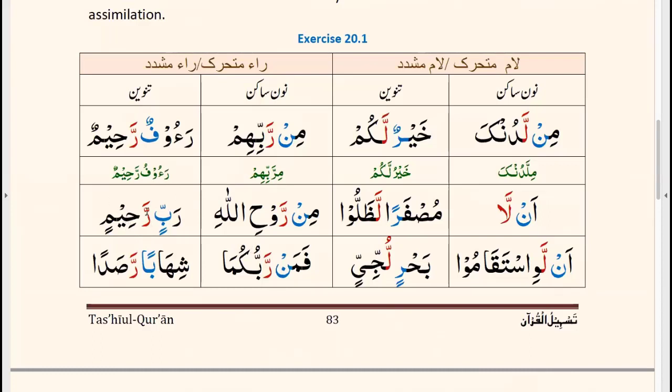Example here, we have the ra mushaddad, and with the ra mushaddad and the la mushaddad, we have to check if there is a noon sakin or a tanween before it. Okay, and if there is, we don't read it. Now here, which one do we have? A noon sakin or a tanween? A tanween. Tanween, well done. So there are 2 kasras here. What we will be doing, we'll just be reading 1 kasra, just not ignoring the kasra.